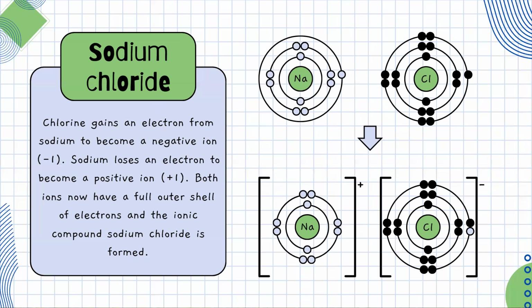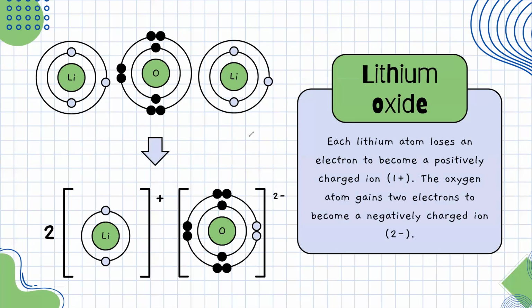And remember, we said when an element gives away electrons, it becomes positively charged. And positively charged ions are called cations. And we also said that when an element gains or receives electrons, it becomes negatively charged. And negatively charged ions are called anions. Beautiful, beautiful. Thank you very much. So now the next example that we have are two elements, lithium and oxygen.